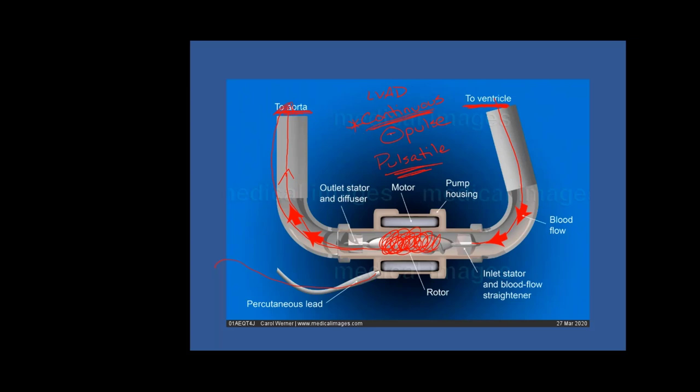But with these continuous ones, if there's no high pressure and low pressure, then when you press for a blood pressure on your monitor, it's just going to keep cycling and cycling. It'll probably never give you a readout, because there's no pulse.